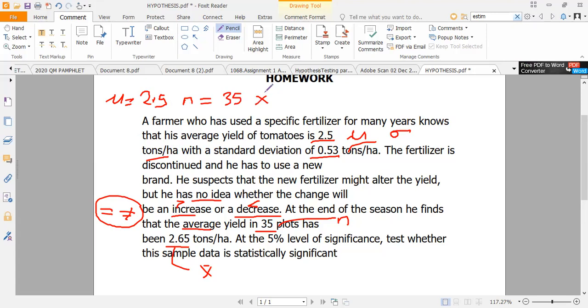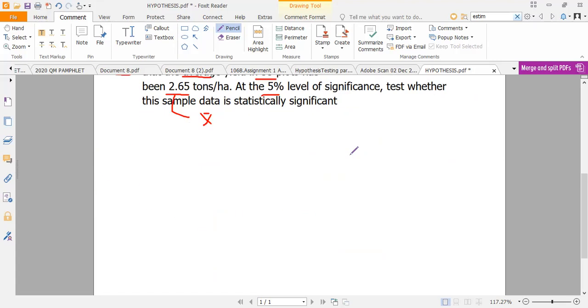X bar is 2.65. Our level of significance is 5%, and our Z is what? 1.96. The standard deviation is here.